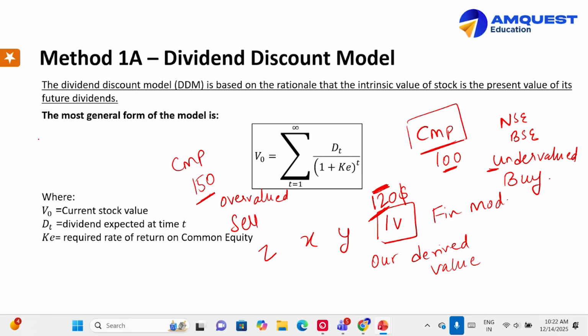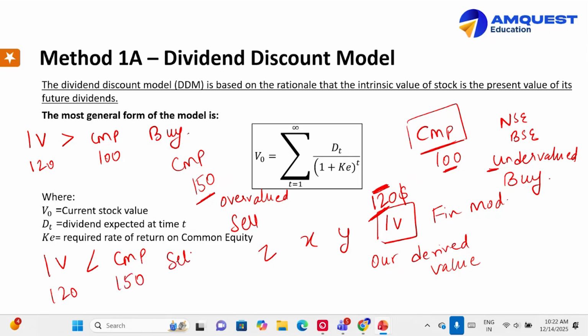Okay, I'll just write the statement here. If intrinsic value is greater than current market price, you will buy the share because it is undervalued. You can write this example, 120 and 100. On the other hand, if the intrinsic value is lower than the current market price, so let's say this is 120 and this is 150, it is overvalued and you will sell. So this is the conclusion that you must remember in the equity valuation chapters. Intrinsic value is what we get based on our financial modeling. Is this concept clear? And now we'll be discussing how to arrive at this intrinsic value based on the different inputs which we can take.